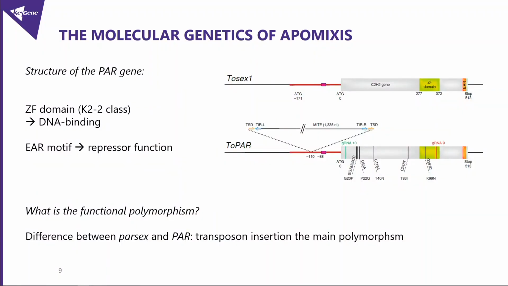And another good clue on how this may work came from looking at the promoter regions. Only in the apomictic allele, we found a transposon insertion just upstream of the start codon, which may indicate that this somehow alters the regulation of this gene.